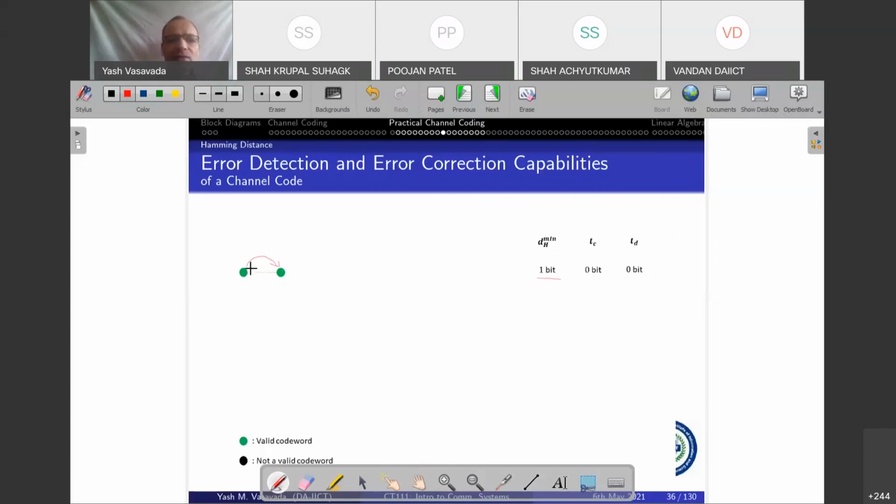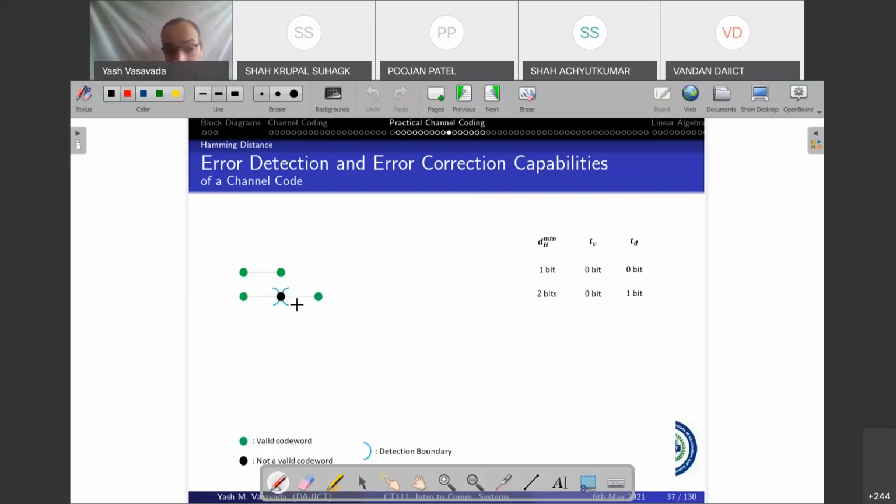So now in this case, if 1 bit is in error, and this code word can turn into another code word, obviously the detection capability is 0 bits, because even if 1 bit is in error, you can't detect anything. And if 1 bit is in error, this minimum Hamming distance decoder cannot correct it either. So even TC is 0 bits. And this is typically either a very bad design of channel code, or maybe there is no channel coding at all.